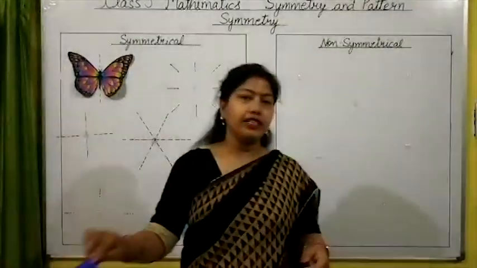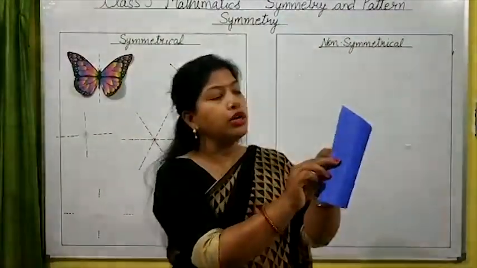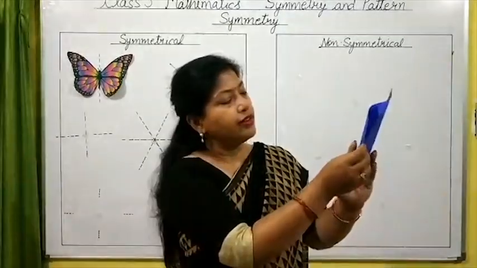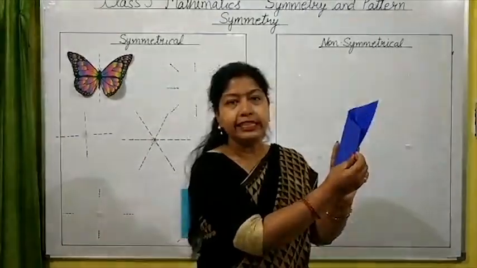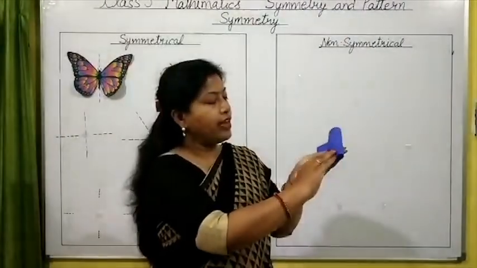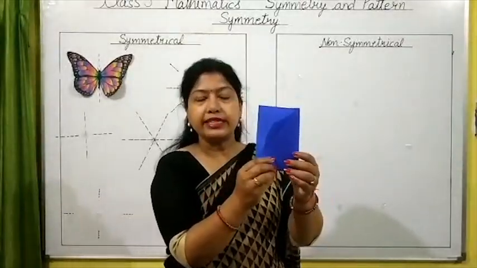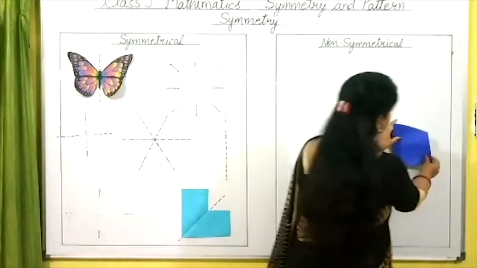Now taking another figure. Let's check is it symmetrical or not. See, I am folding it in such a way, but both its parts do not match each other. In this way again you can notice that both its parts do not match each other. So this is not symmetrical.